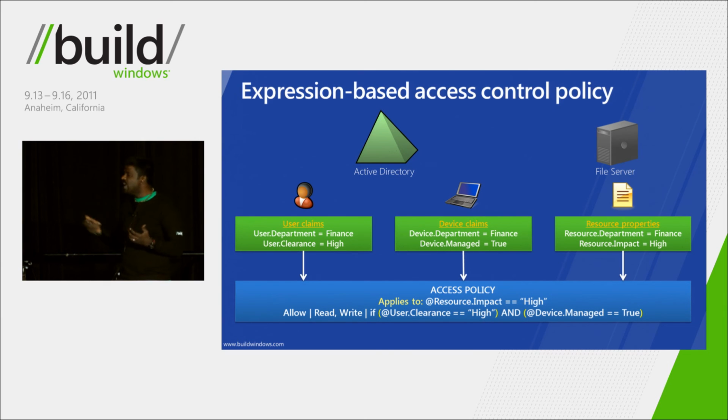A quick example of this policy, I've just put a very quick example to highlight what this looks like. I have an access policy that says, hey, this policy only applies to resources that have been tagged with the type impact equals high, and allow read and write if, for that type of data, a user in Active Directory has been tagged with a clearance level of high, and the device that he's accessing from is managed by my corporate IT.